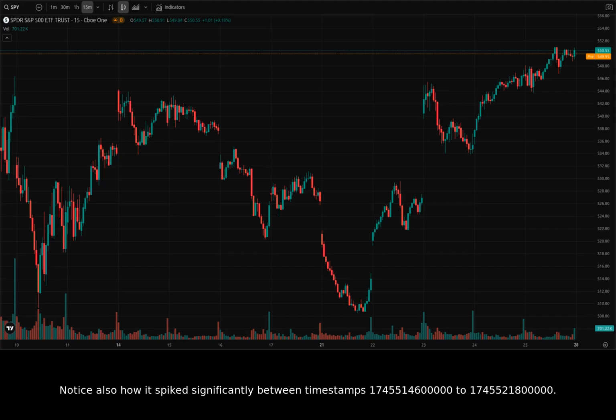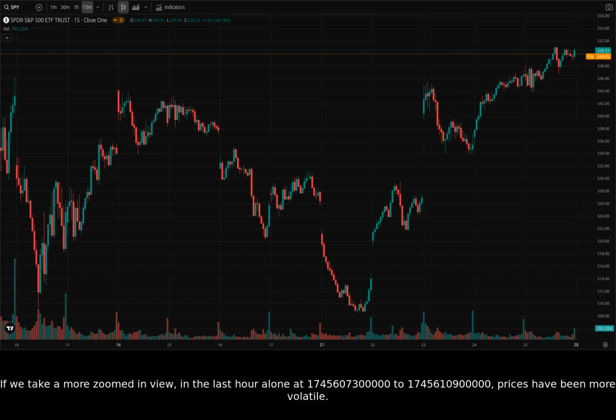Notice also how it spiked significantly between timestamps 1745514600000 to 1745521800000. If we take a more zoomed-in view, in the last hour alone at 1745607300000 to 1745610900000, prices have been more volatile.